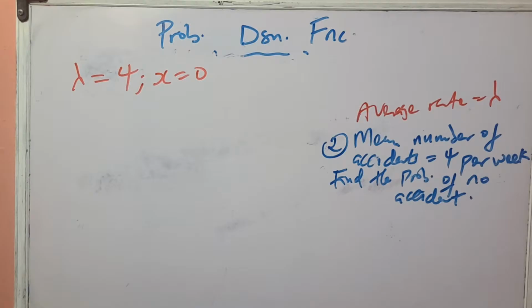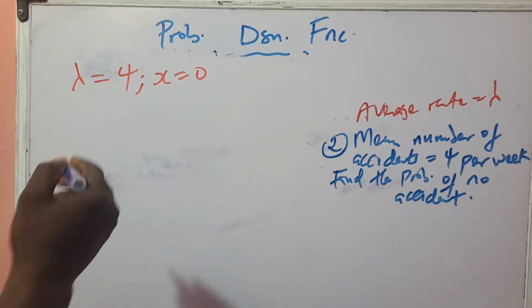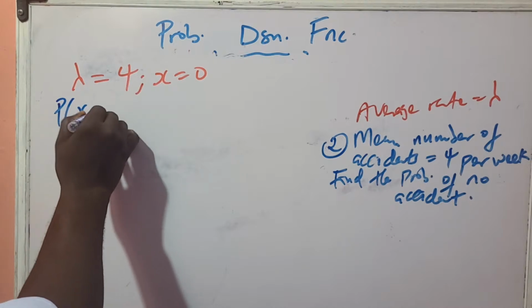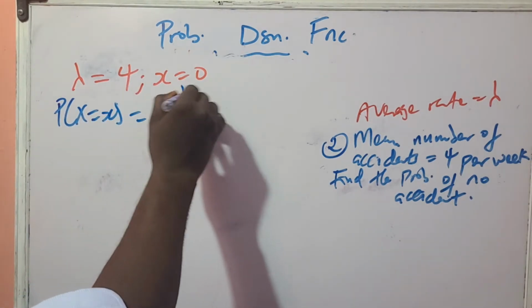If they said find probability of 3 accidents, or 1 accident or 5 accidents, if you see questions like that, obviously you know that your x will not be 0 there. But probability of no accident means the number of accidents there is 0. So your x there will be 0. So you know already that this is a Poisson distribution, so you're going to be using the probability mass function.